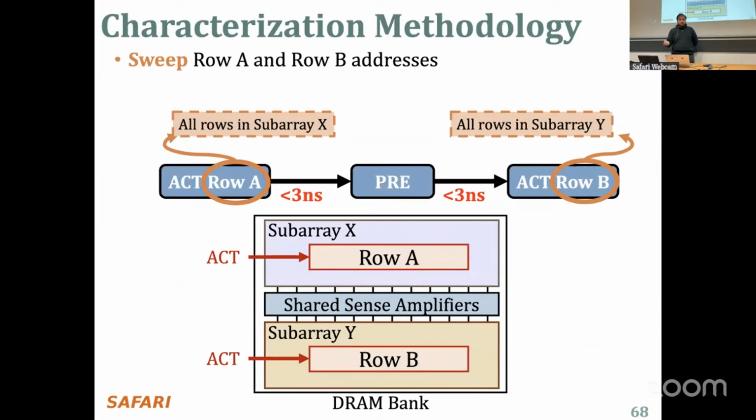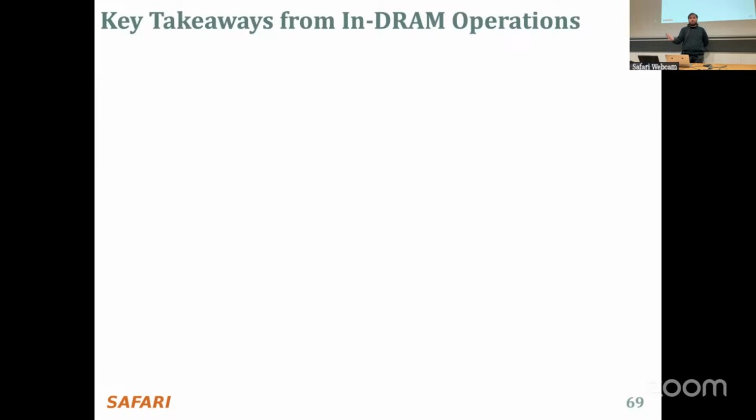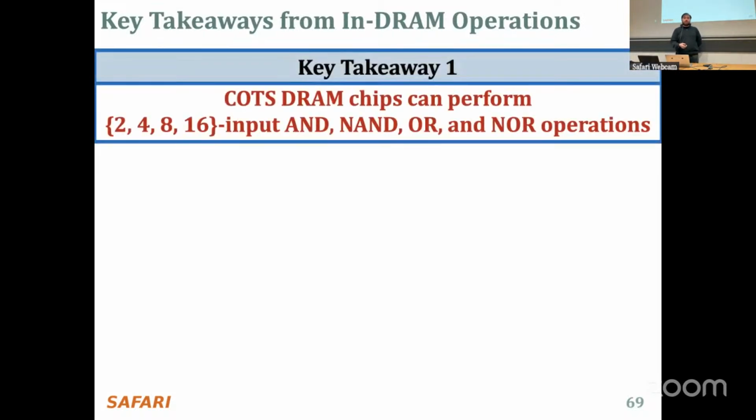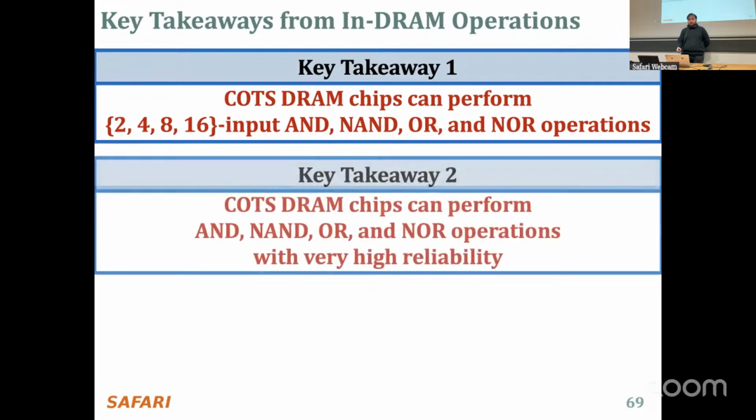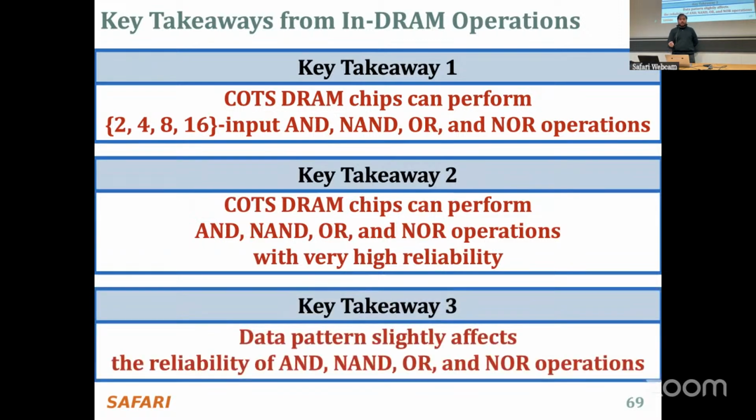So that was it. The characterization methodology is the same as before. We sweep row A and row B addresses to cover all the rows. And we have 3 key takeaways. First, off-the-shelf DRAM chips can perform 2, 4, 8, and 16 input AND, NAND, OR, and NOR operations. Second, off-the-shelf DRAM chips can perform AND, NAND, OR, and NOR operations with very high reliability. And third, data pattern slightly affects the reliability of AND, NAND, OR, and NOR operations.